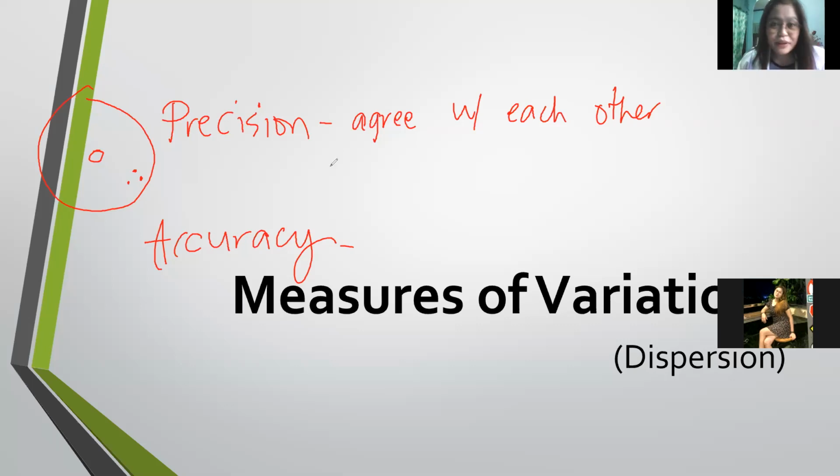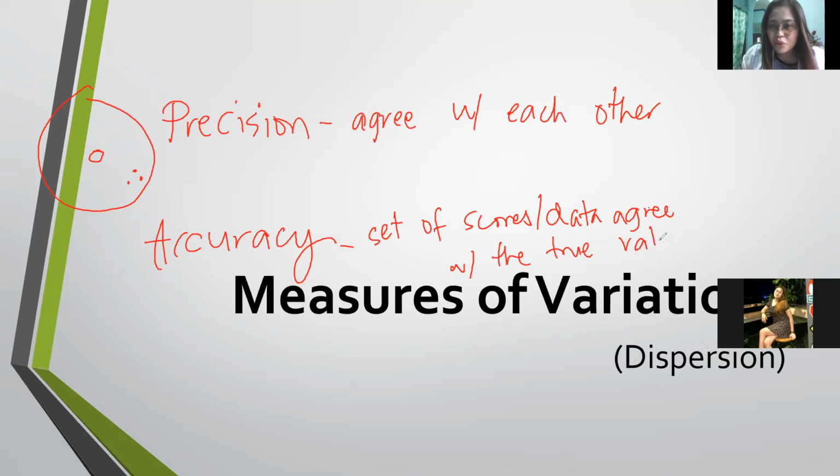Ngayon ako sila tubagon. Kumana sa ako ni precision o accuracy. So, again, they have to agree with each other ha pag mayingon kag precise. Pero pag accuracy man, ang gina-measure sa accuracy is ang imuhang set of scores or set of data agree with the true value.